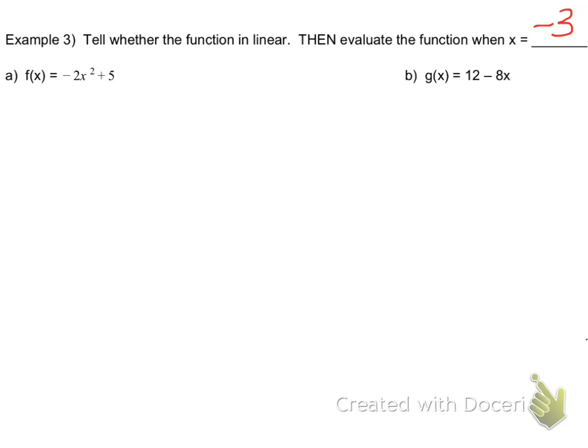And so now a few examples. First of all, tell whether the function is linear, and then evaluate the function when x equals -3. So to begin with, part A, f of x equals -2x squared plus 5. This is not linear because there's an exponent, and so it can't be written in the form of mx plus b.